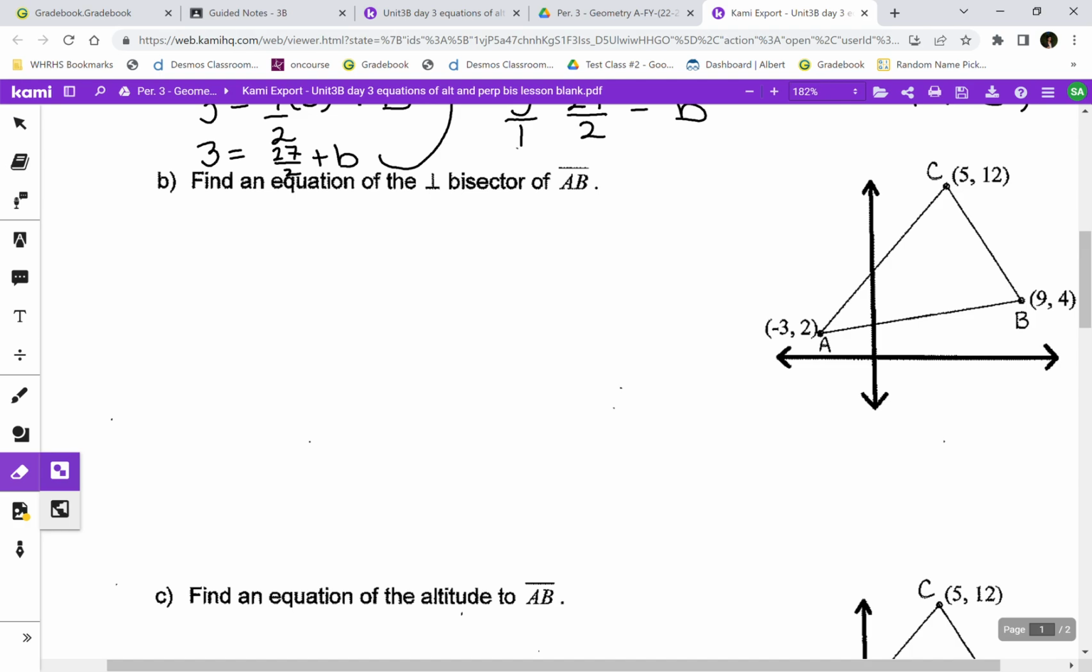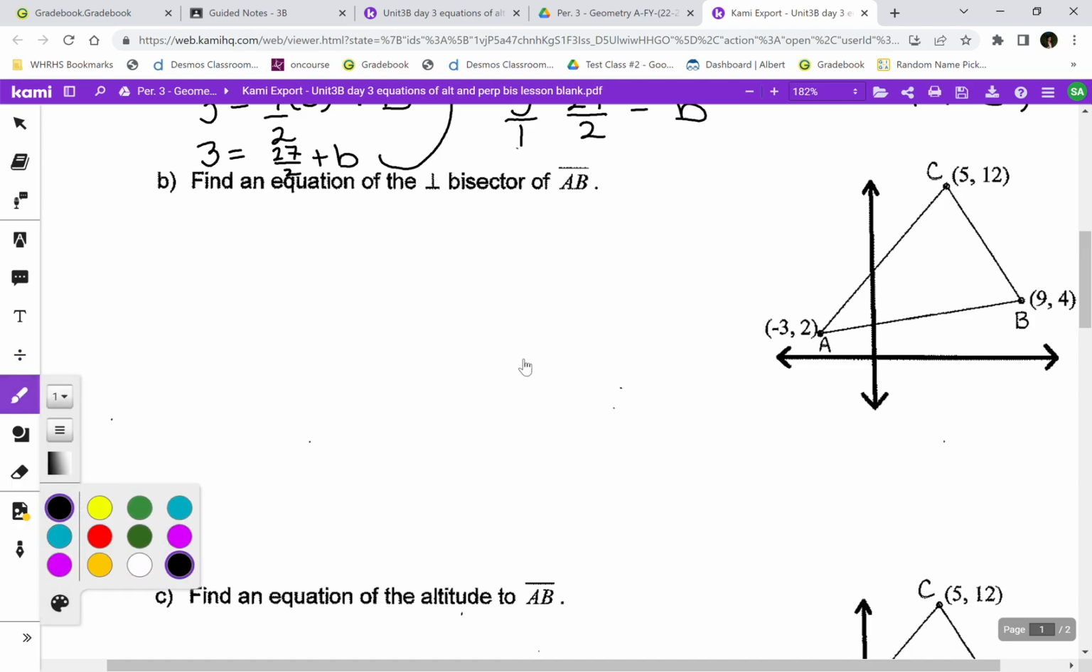No. If it does not have to come from a vertex, we cannot just assume that it is going to come from a vertex. So now when we come up with our perpendicular bisector, it cannot be coming from a vertex. So that red line will be my perpendicular bisector.